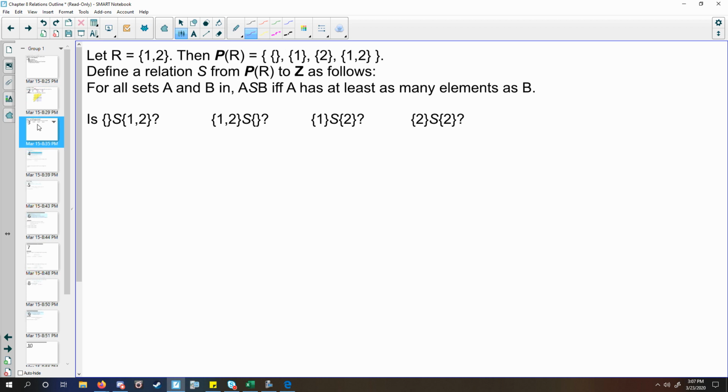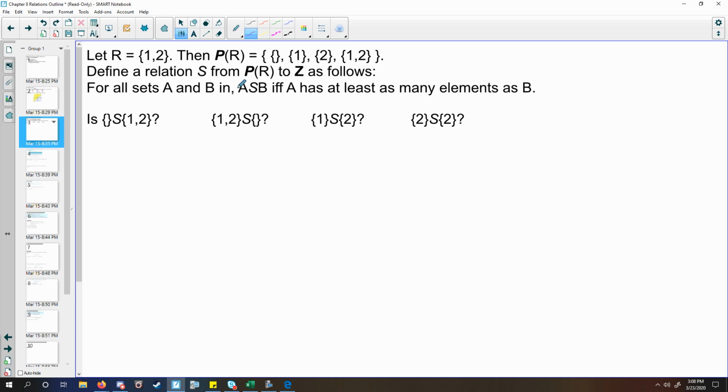Let's take a look at another example that incorporates power sets as well as cardinality. Let some set R be equal to {1, 2}, and here's the power set. So if you weren't provided that, then you would go ahead and find the power set of that value. Remember that power set represents the set of all subsets. Define a relation S from the power set to the integers as follows. So our domain is the power set, the codomain are all integers.